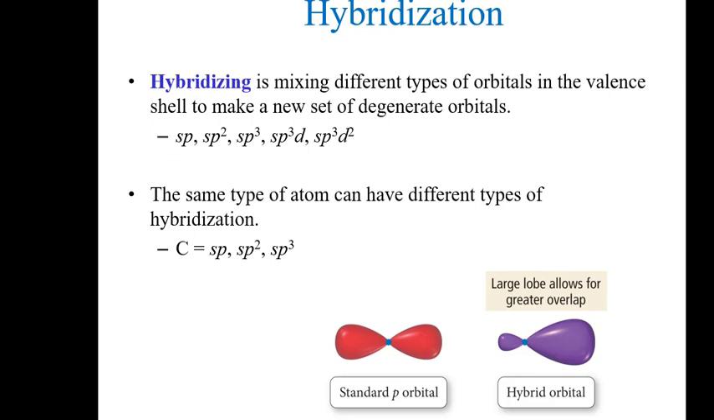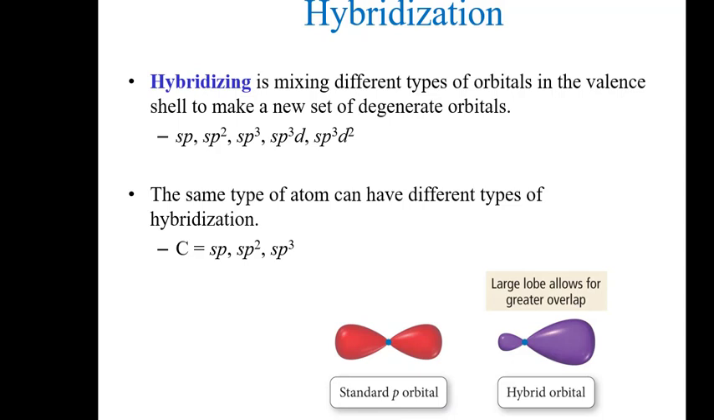Now, the hybridization can be made with different types of orbitals. So we could mix different numbers of orbitals. Like if we mix one s and one p, we have an sp hybridization. We could mix d orbitals, so you can see you have sp3d hybridization. Also, atoms like carbon can have different types of hybridization depending on how many bonds they're going to form.